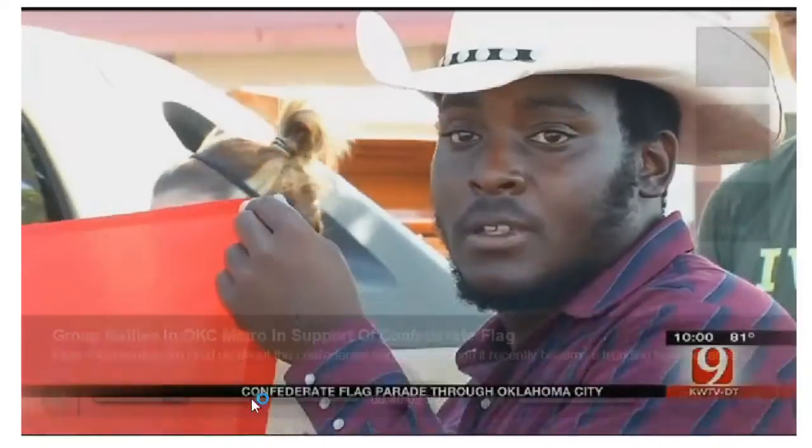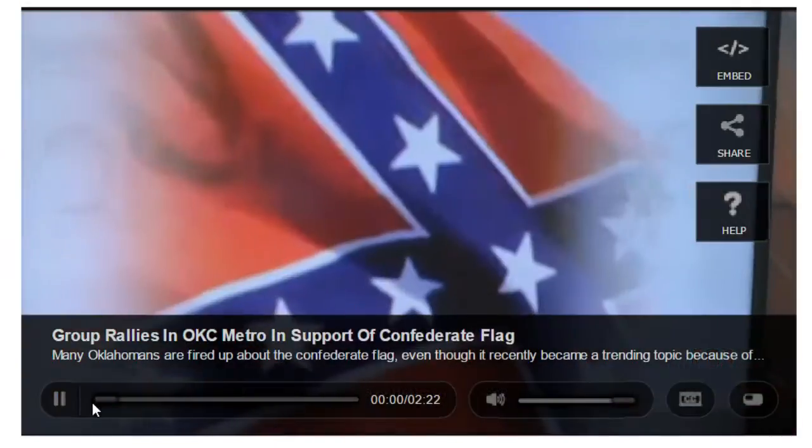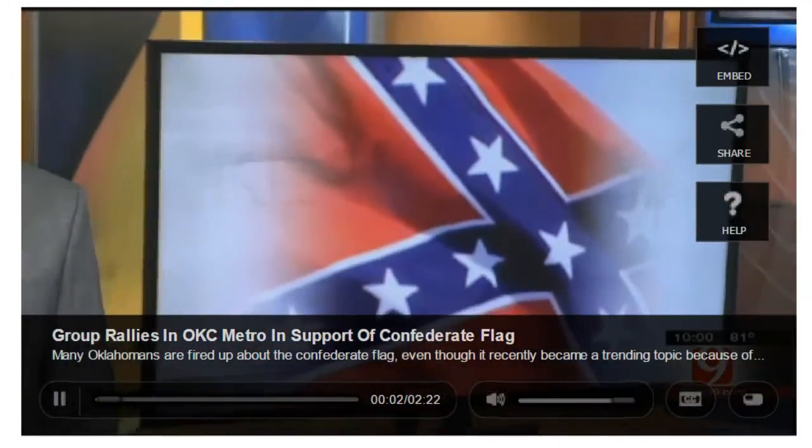And led by Andrew Duncombe, who calls himself Black. Good evening. A group of Oklahomans paraded through the metro today, flying Confederate flags from their vehicles. They also rallied at the state capitol in support of what they say is a symbol of heritage, not hate. Their efforts have garnered quite the response since. News 9's Christy Lewis is here with the story. Yeah, Carl, even though this topic is trending right now because of recent events out of state, many Oklahomans here are fired up about the Confederate flag. Today, dozens of people on both sides of the spectrum made their voices heard.